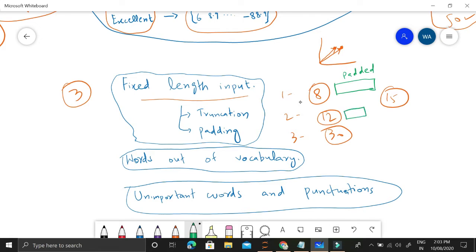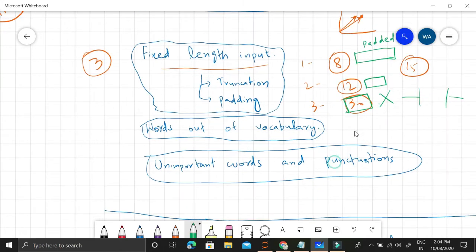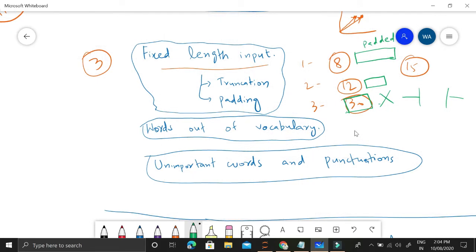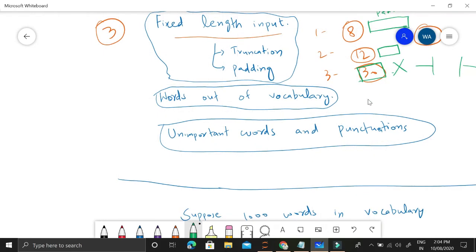Three more padded words will be added to make this length 15, and the sentence having 30 words will be truncated to the first 15 words. This padding and truncation could be done at the start of a sentence or the end of a sentence. Both are possible, but we'll be doing post padding: we'll pad the end of the sentence and we'll truncate the end of the sentence.